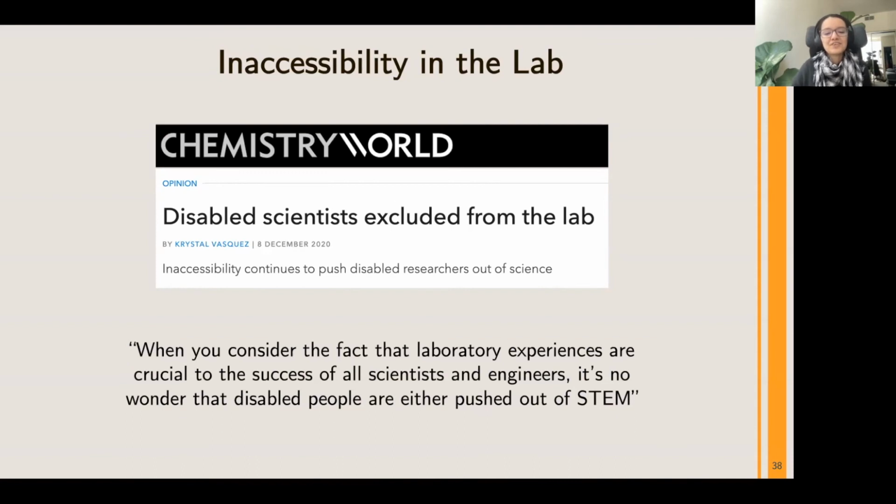And some might argue that labs have to be built in compliance with equity laws. And in the US, that would be the ADA. But the ADA and the equivalent in the UK is kind of just the bare minimum. And sometimes the modifications can be useless for the people who are actually in the lab.